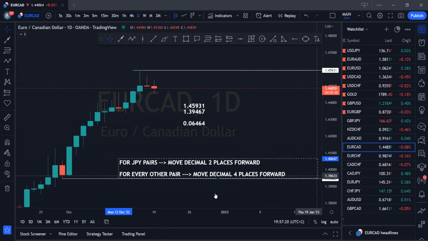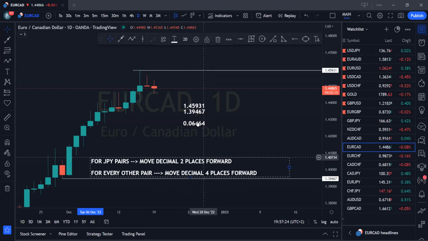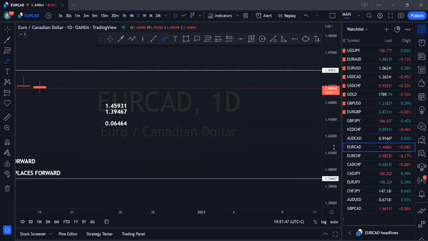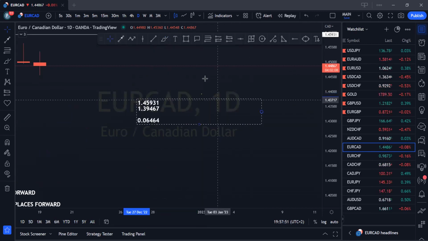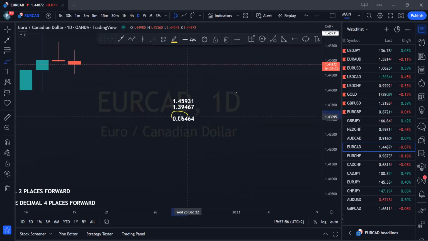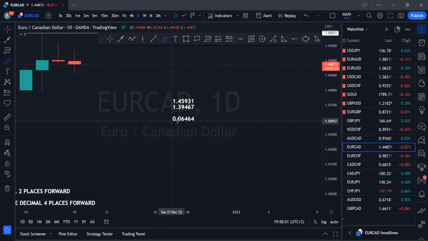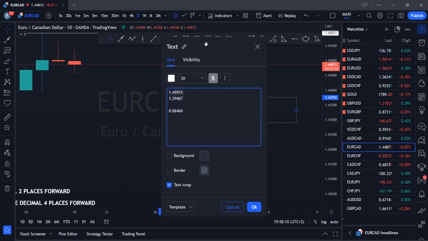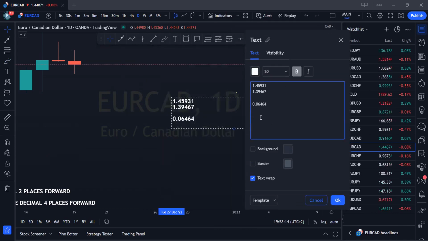Now, in this case, EuroCAD is not a JPY pair. So what we do is move the decimal 4 places forward. This decimal point, you move it 1, 2, 3, 4. If you move it 4 places forward, that will be 646.4 pips. It's as simple as that. Or you just simply multiply by 10,000.